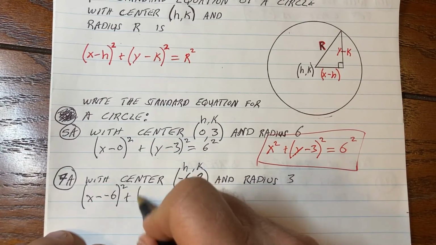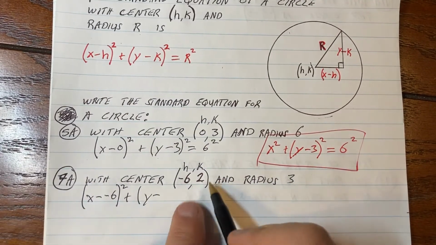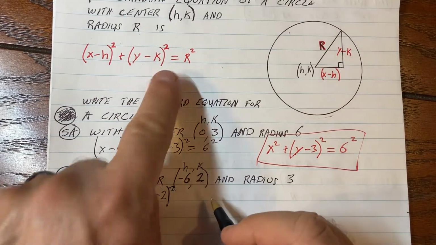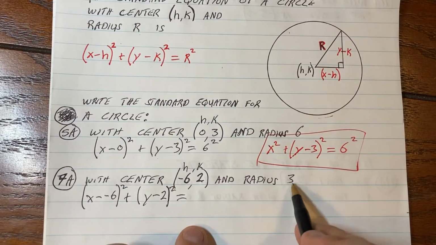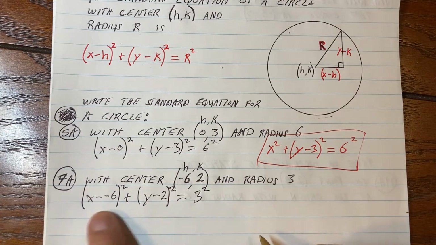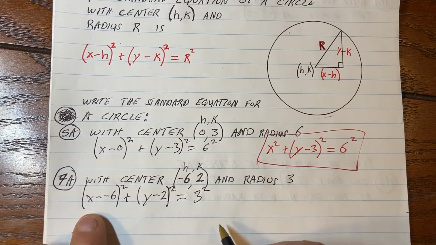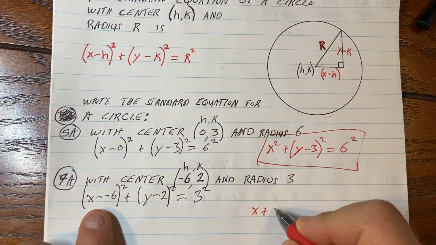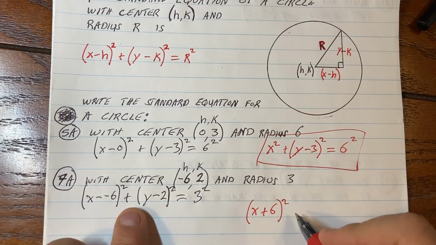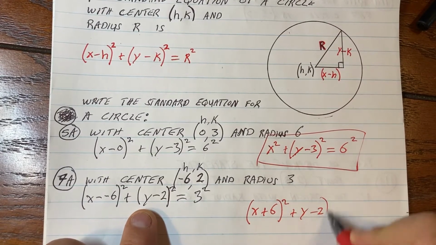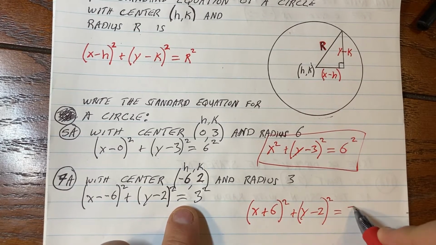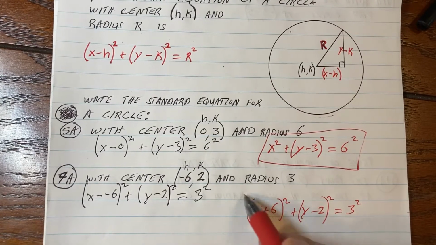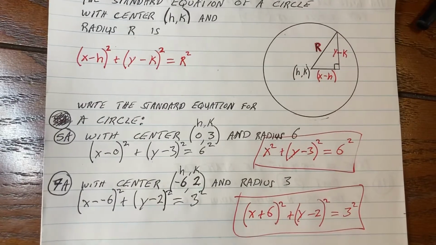Plus y minus k. K is a 2. Square that quantity. Equals r squared. The radius is 3, so 3 squared. We just have to simplify it if we can. That can be rewritten as x plus 6 quantity squared plus y minus 2 quantity squared equals 3 squared. Leave it as 3 squared. I do not want you to write it as 9. That's it. Done. All right, next one.